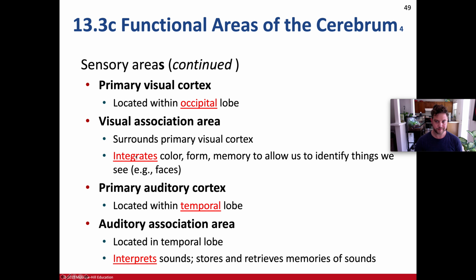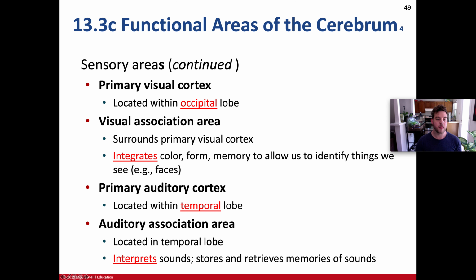Okay, so continuing with the sensory areas, you have your primary visual cortex located in your occipital lobe. All of these, just so you know, are going to have an association area with them for the next couple of ones. So you have your primary visual cortex in your occipital lobe, and then your visual association area that helps to integrate color, form, and memory to allow us to identify things we see. It's surrounding the primary visual cortex, so it's still right there within the occipital lobe. It's just an association area, so it's going to be able to connect what we see to memories of what we know.